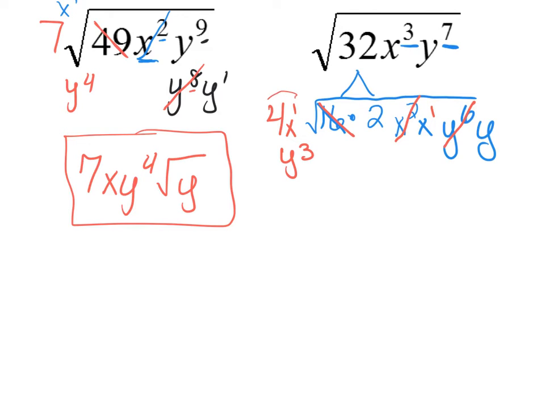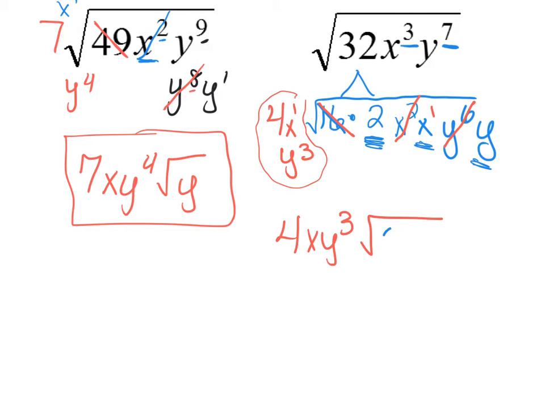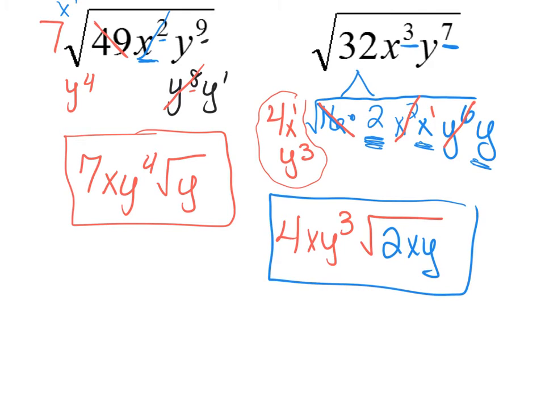Now if I multiply what I have in the front, we get 4x y to the 3rd. And if I look under the radical, I still have a 2, an x, and a y. So I rewrite that as 2xy. That is simplified.